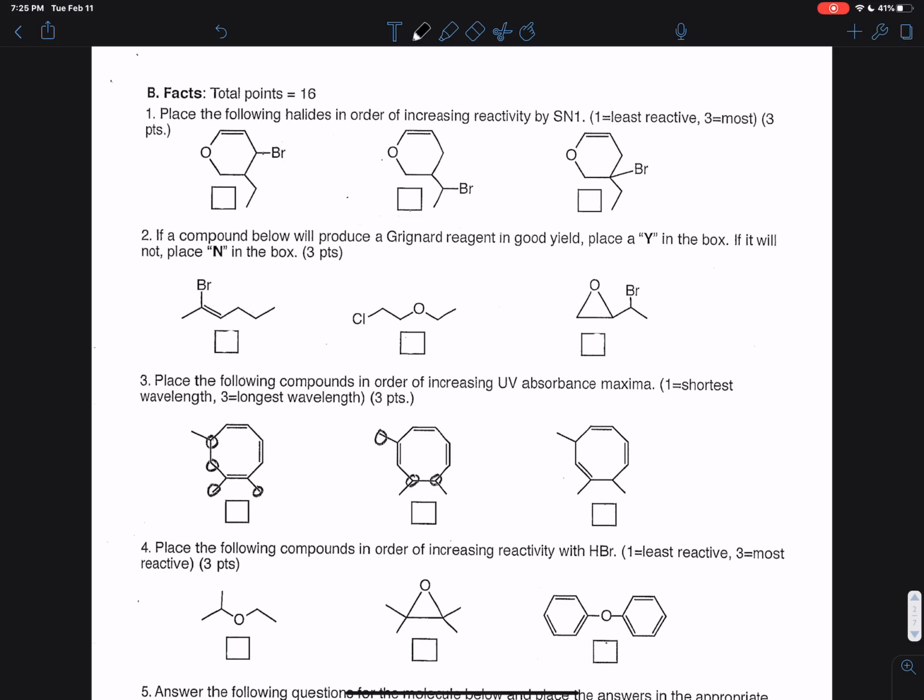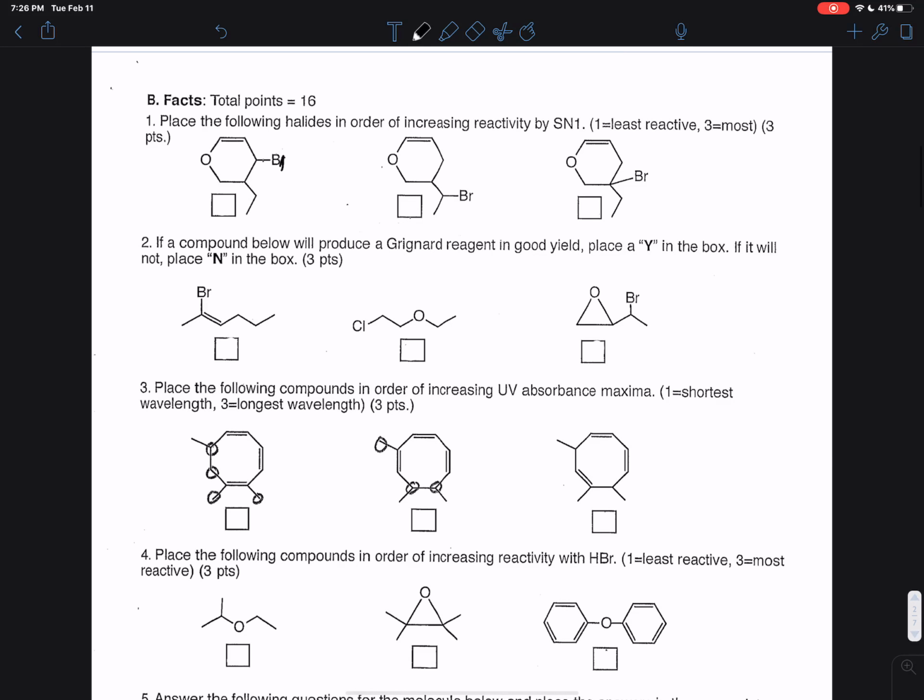So place the following halides in order of increasing reactivity by SN1. Okay, so SN1, how many steps are in SN1? 2 steps. So we got 2 steps. Okay, so your intermediate, what are you forming? A carbocation, right? So what's the first thing that happens in SN1? Leaving group leaves, right?